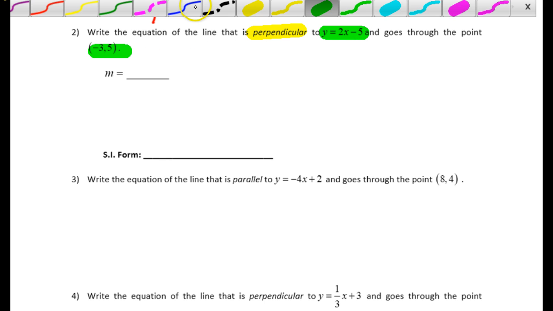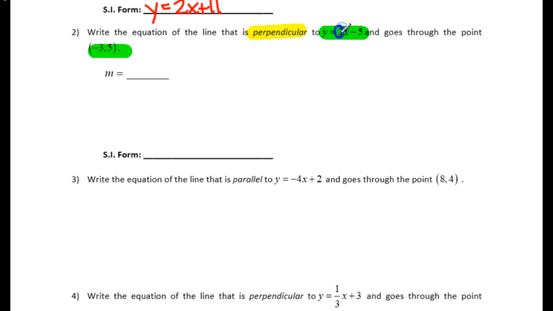So once again, in order to write the equation, I need my slope and my intercept. So let's think about the slope. Right now the slope is 2. Perpendicular is not the same. I have to make 2 changes. So positive 2 becomes a negative. And then remember 2 means 2 over 1, so I flip it. So my new slope is now negative 1/2.